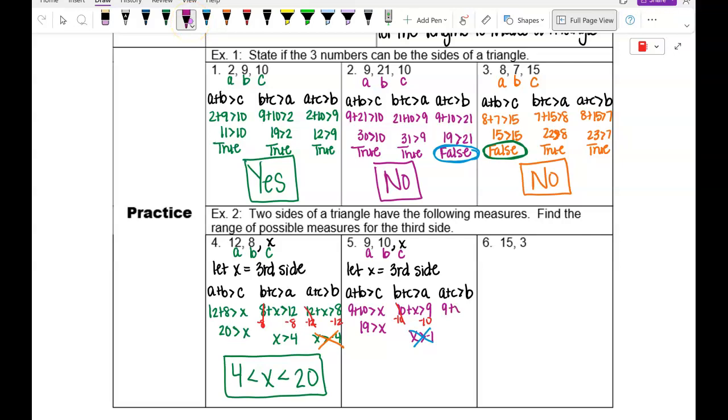And then 9 plus x has to be greater than 10. Subtract 9 from both sides. And x has to be greater than 1. So 1 is less than x is less than 19. That is the range of possible values for the third side of a triangle given two sides are 9 and 10.